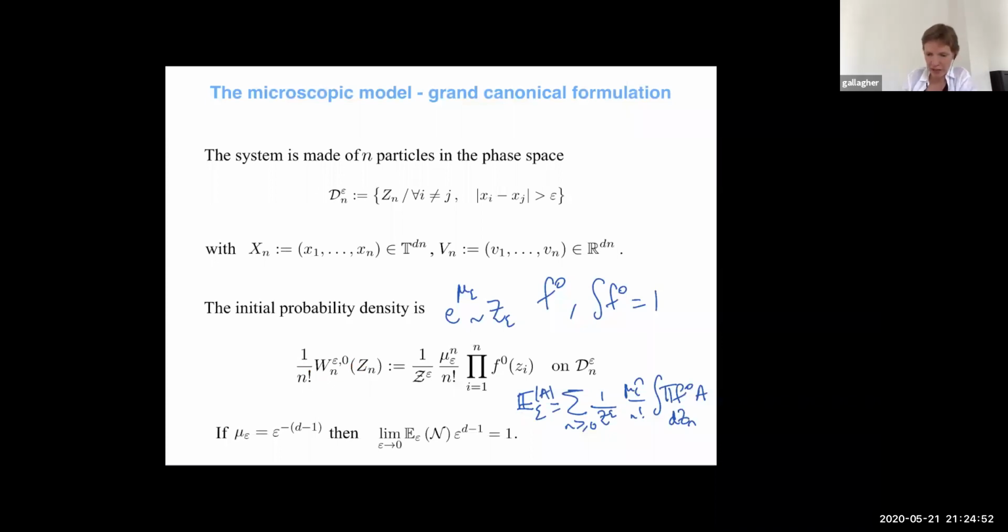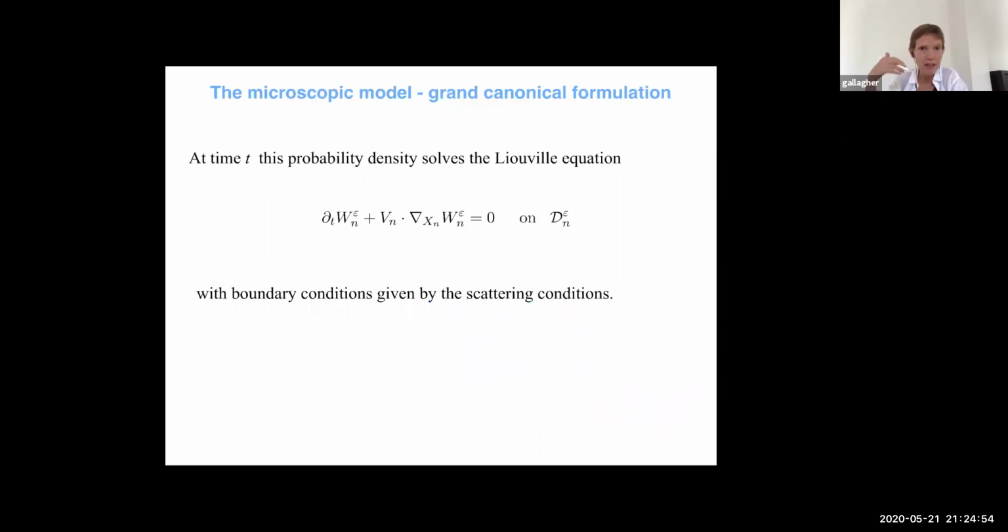Okay, so now how do I describe my model at time t? Well, I start with this initial probability distribution and I just push it forward by the flow. And the flow is just this thing here, right? Because the Hamiltonian system behind it is just the time derivative of x is v and the time derivative of v is 0. So this initial probability density satisfies this transport equation, which is very easy. The only difficulty here is that the transport equation is written in this domain, |x_i - x_j| larger than epsilon. So I have to put boundary conditions.